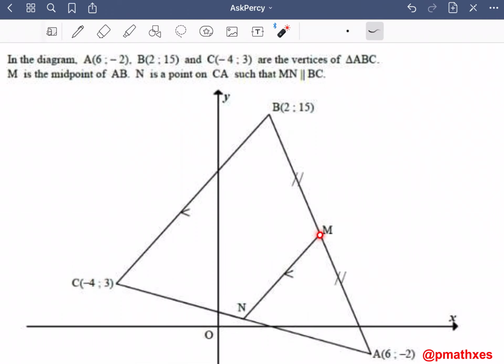And M is the midpoint of AB, and this sign here just means that this line is equal to that line. That's what this means. And N is a point on CA, on this line here, such that MN is parallel to BC.